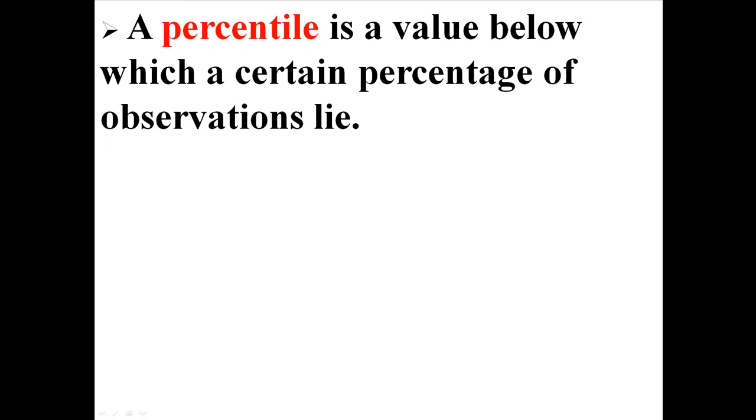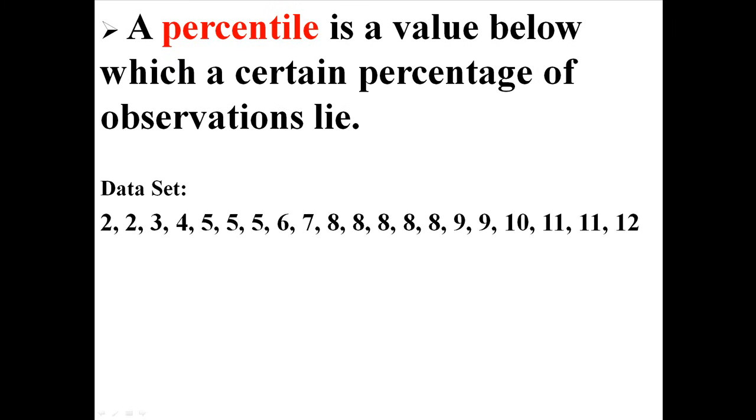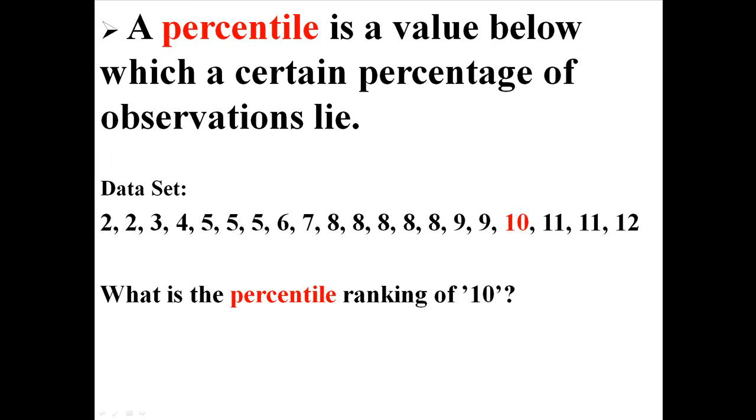Now, a percentile is a value below which a certain percentage of the observations lie. So let me show you what that means. Here's a longer data set. It goes from 2, 2, 3, all the way up to 11, 12. Now, I could ask you, what is a percentile ranking of 10? So we have 10, and basically I want to know what percentage of scores lie below that. All these things that I have here in blue are scores that are below 10.